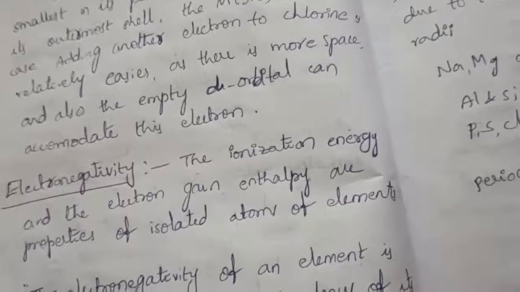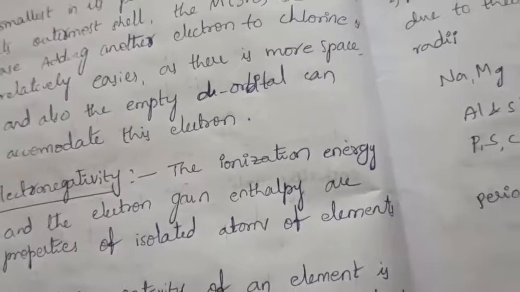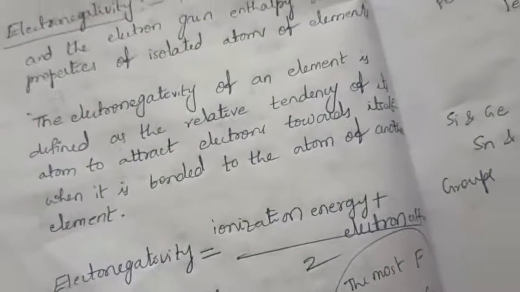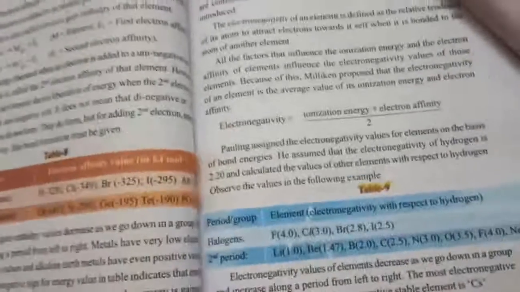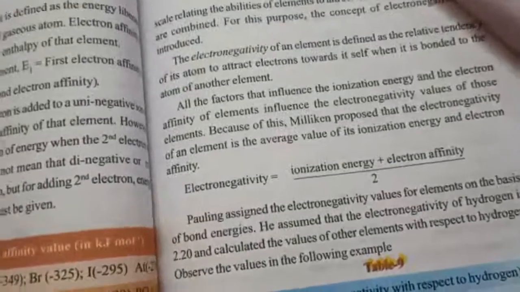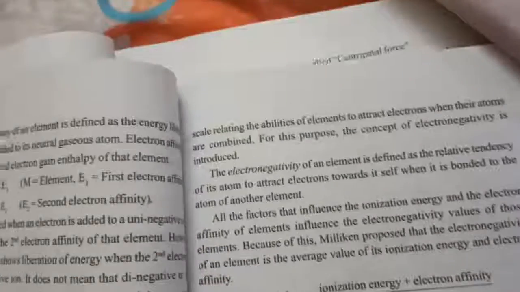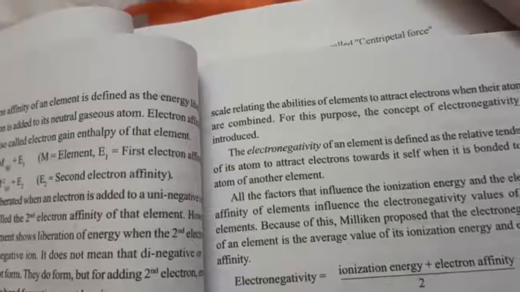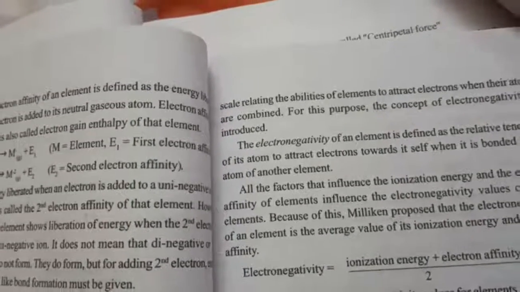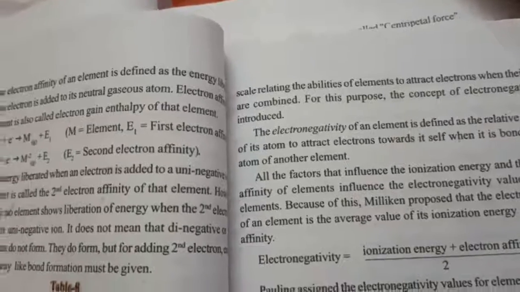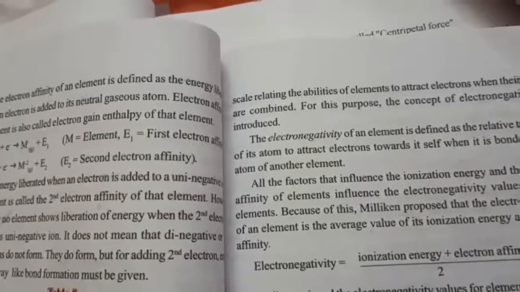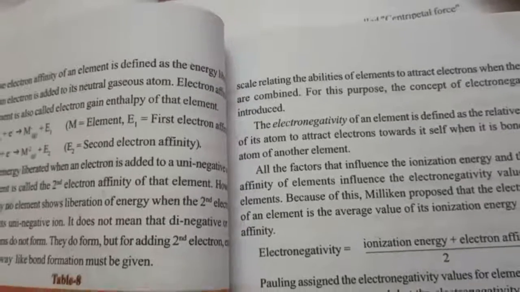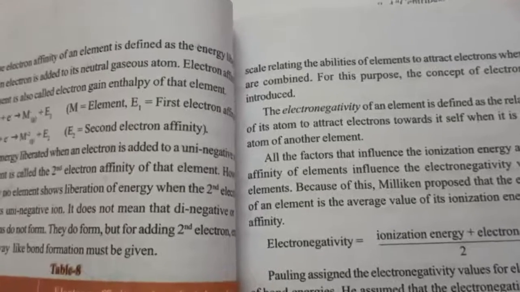That means electronegativity is the average of ionization energy and electron affinity. The average of the two is called electronegativity. So it is defined as the relative tendency of its atom to attract electrons towards itself, that may be gaining or losing. Electronegativity is the tendency to bond formation. Don't get confused, children. Electronegativity is the average of ionization energy and electron affinity.